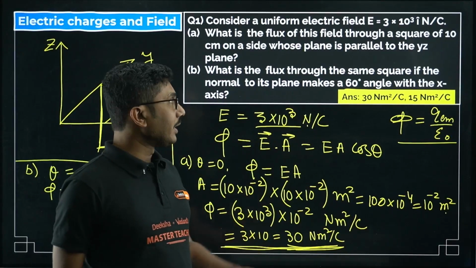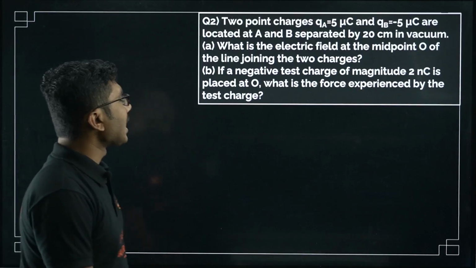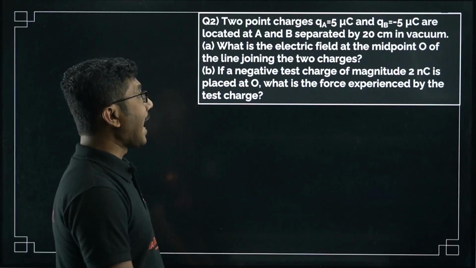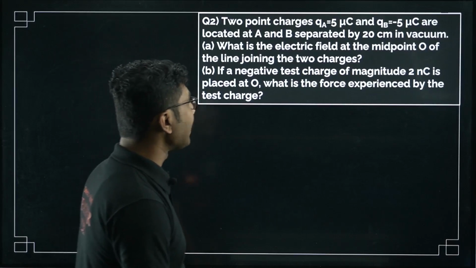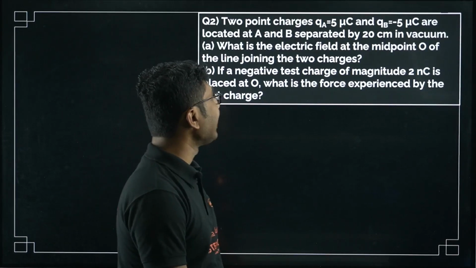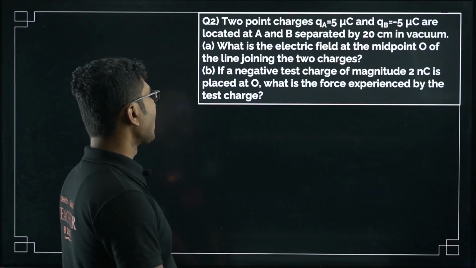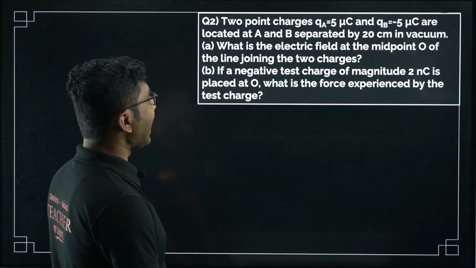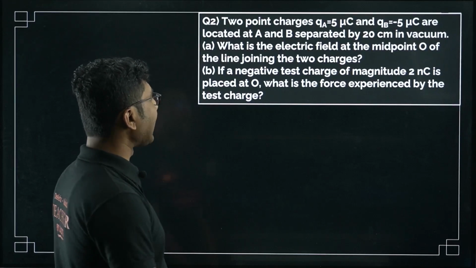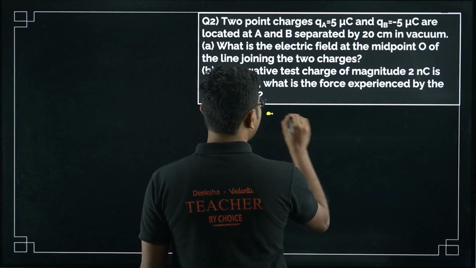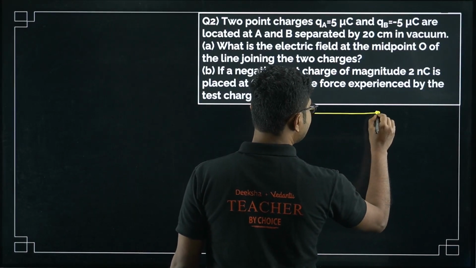Okay, now next question. Two point charges QA equals 5 microcoulomb and QB equals minus 5 microcoulomb are located at A and B separated by 20 centimeter in vacuum. What is the electric field at the midpoint O of the line joining the two charges? So basically this is like a dipole, but not a dipole because the distance is a little higher.